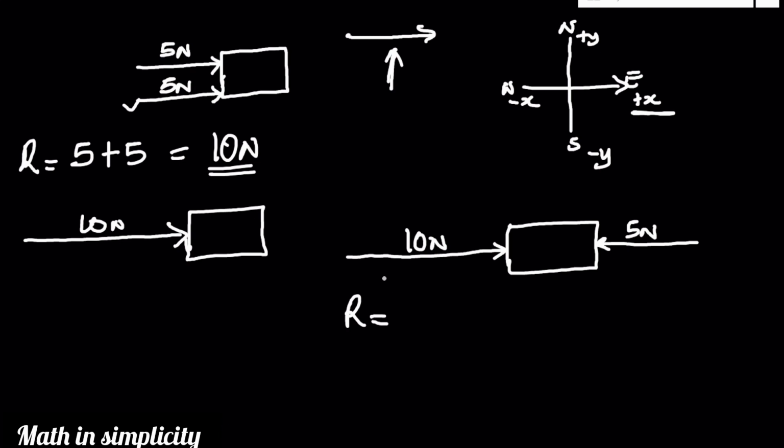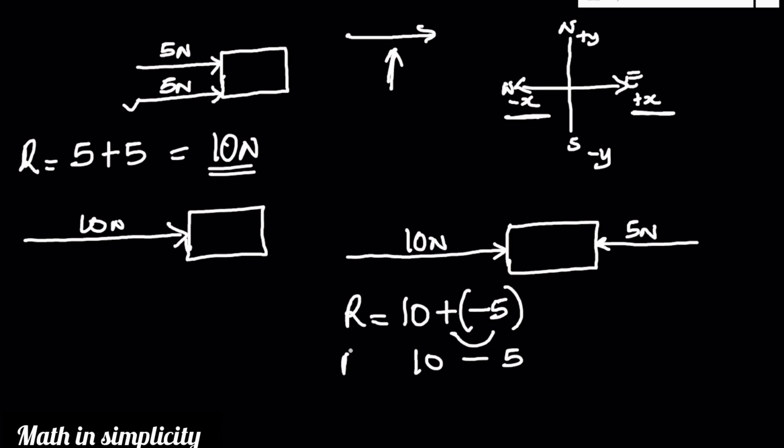The resultant will be, using the sign conventions, this 10 Newton is pushing towards the east, so it's positive 10, so 10 plus. Now 5 Newton is going towards the west, which is this direction, and that's a negative value there, so that is going to be negative 5 Newton. Plus minus will give us minus. 10 minus 5 will be the resultant, and then the resultant is equal to 10 minus 5, which is 5 Newton.